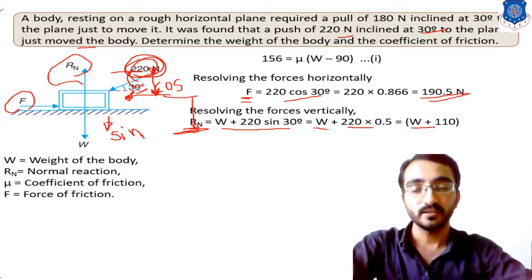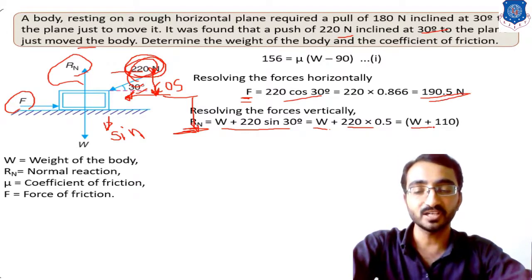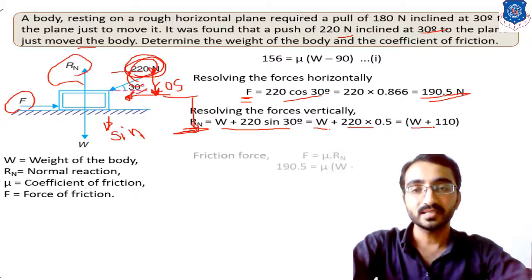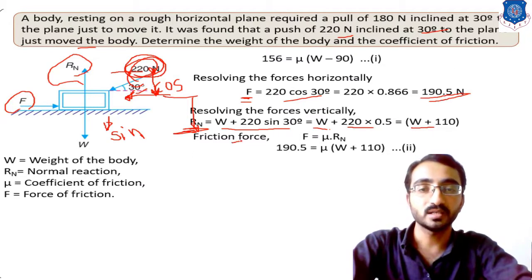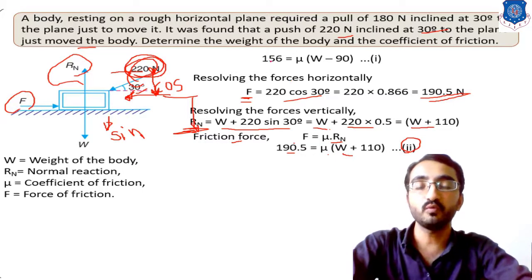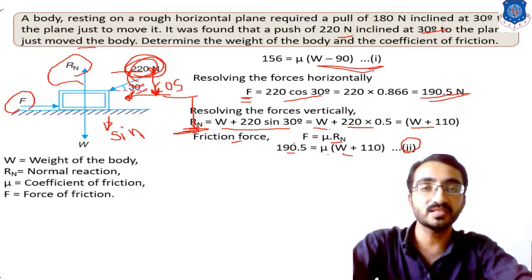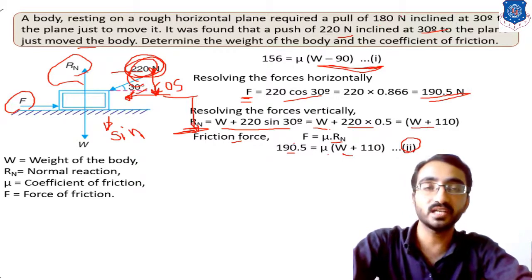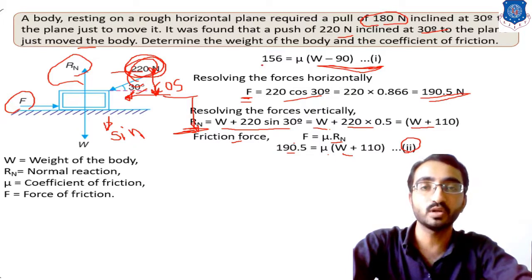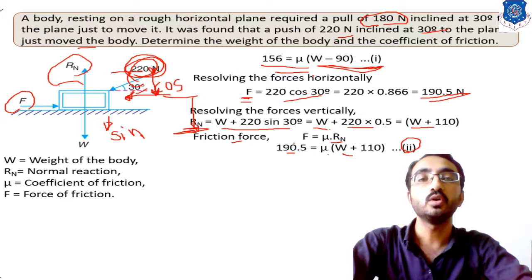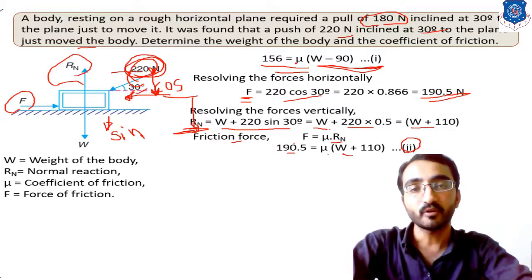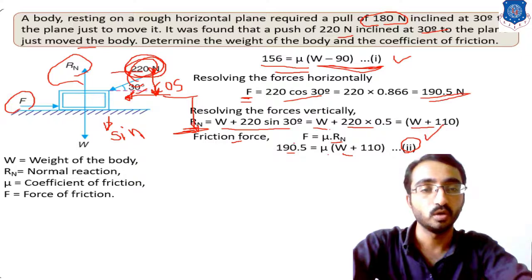110. Okay, so now for the frictional force, we have the simple relation F is equal to mu Rn. So over here we can say that in this case the frictional force F is equal to mu Rn, and that is equal to 190.5 is equal to mu into W plus 110. So this is your equation number 2 from condition 2. Okay, now we have equation number 1 from the first condition, in which we used the 180 Newton data, and that was 156 is equal to mu into W minus 90. Okay, so now from equation number 1 and equation number 2, by solving these two equations we can get the values of mu and W.